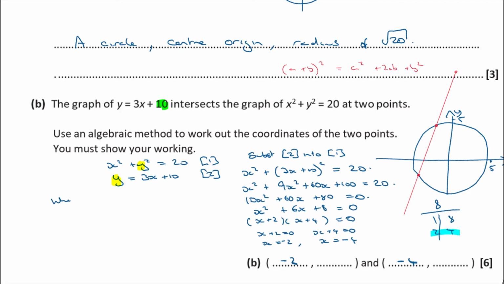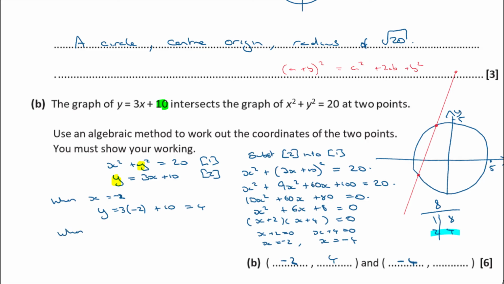So when x equals minus 2, I'm going to sub into equation 2 to find y. So y then is equal to 3 lots of minus 2 plus 10. What's that then? 3 times minus 2 is minus 6, plus 10 is 4. So that's going to be minus 2 goes with 4.